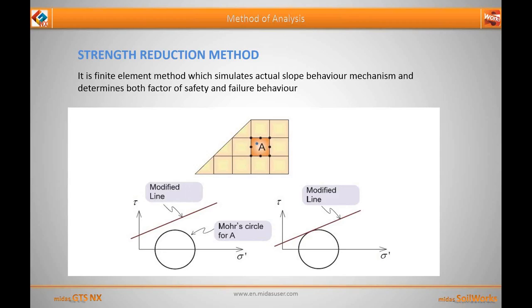So in strength reduction method, what the program does is that just consider that particular element, let's say A. The left hand figure is the initial stress condition for that particular element. Now what the program does is that it goes on reducing the C and phi value, and it reduces till the particular element fails according to the Mohr circle criteria. So that is the right hand condition.